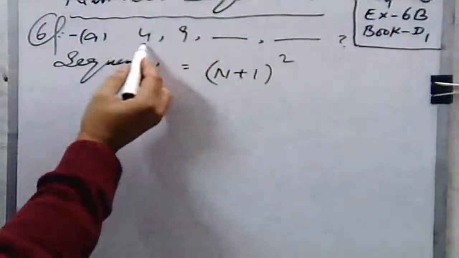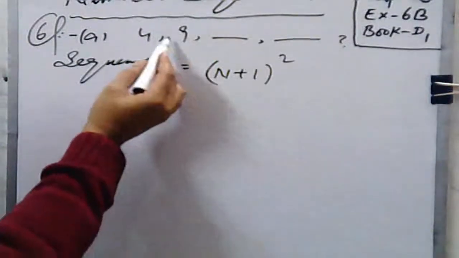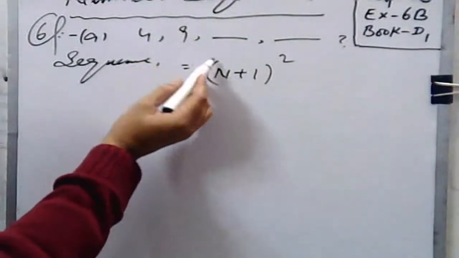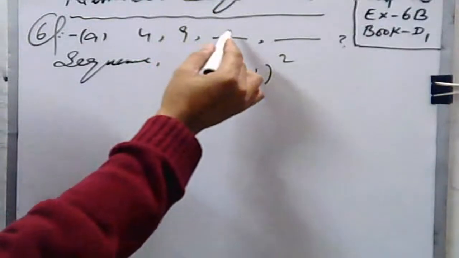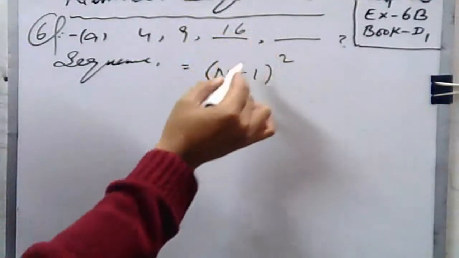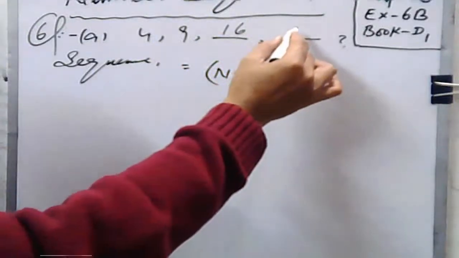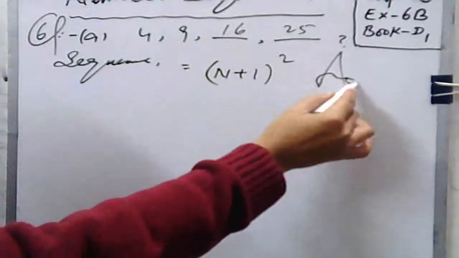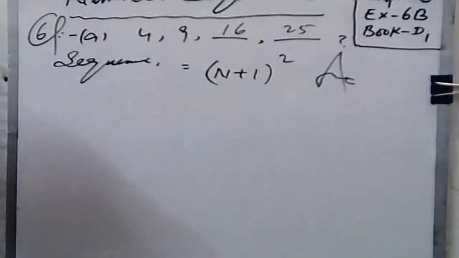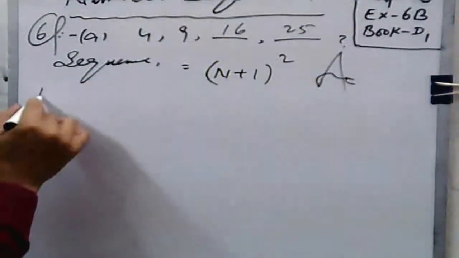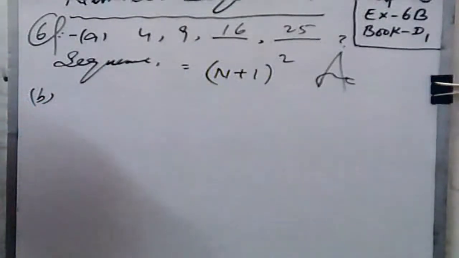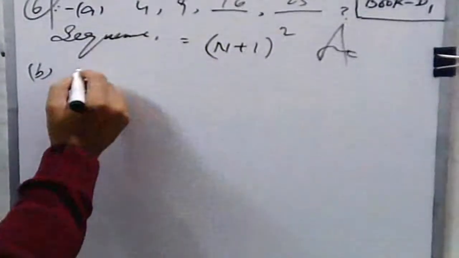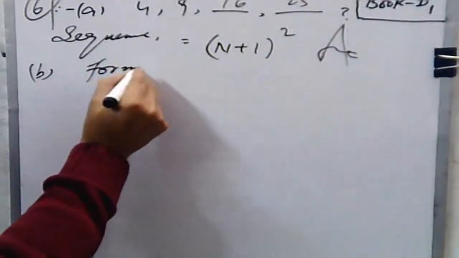If we put 1, if we put 2, when we put 3, you will get here 16. If I put 4, you will get here 25. So the sequence is completed, so that is your required result. Now in B part we have been asked to find the formula. So we have to find the formula.